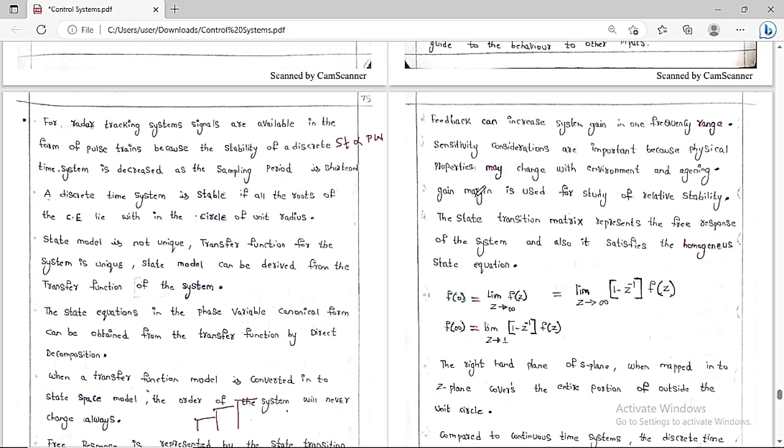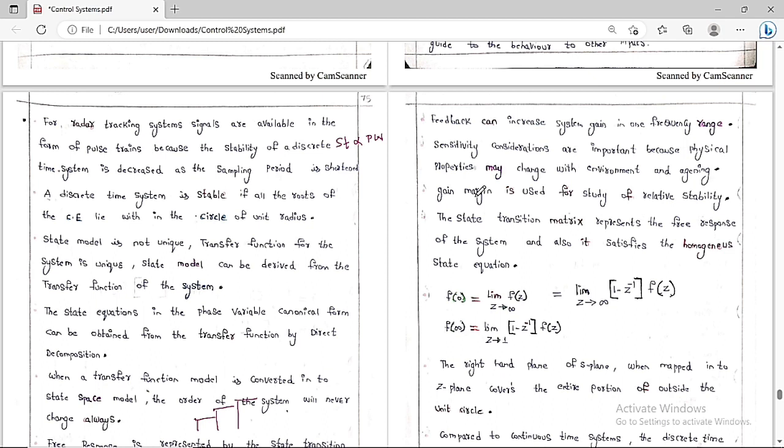As time goes on, or because of the environment, the system parameter values are going to change. Therefore, there is an effect in the output also because of this variation. So that is called the sensitivity. Sensitivity considerations are very important because the physical properties may change with the environment as well as the aging.